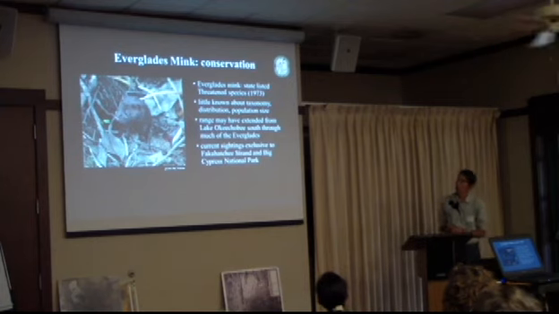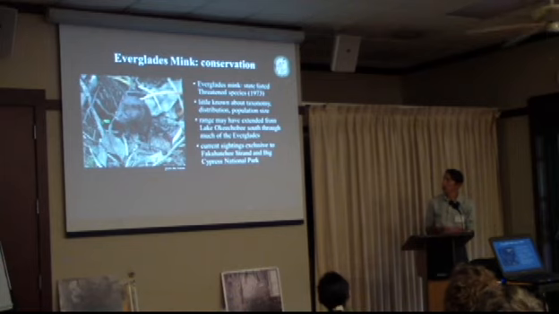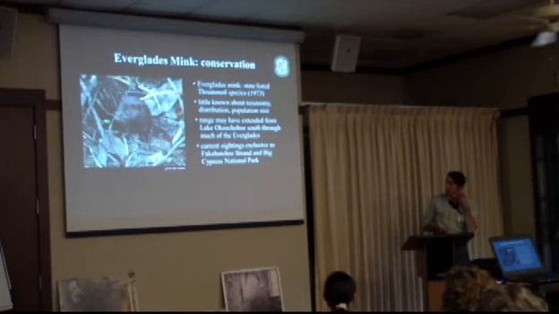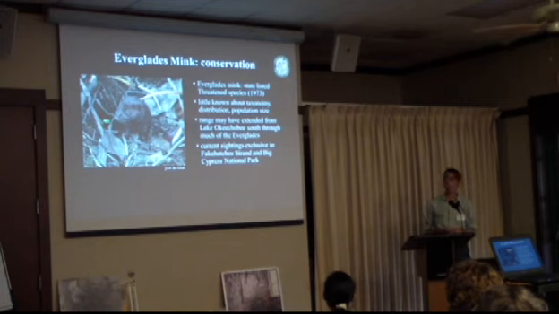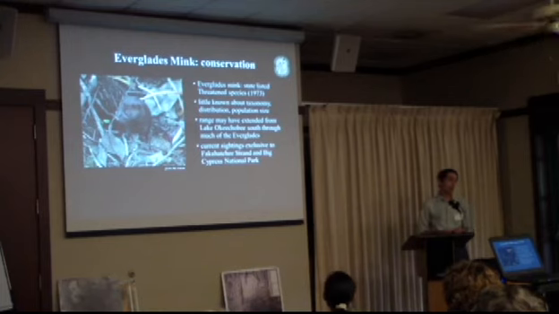So talking about conservation of the Everglades subspecies, it was state listed as threatened in 1973. That's the same designation it currently has. Very little is known about the taxonomy, distribution, and population size of this subspecies. Historically, they think the range may have extended from Lake Okeechobee all the way south through the Everglades. Currently, most of the sightings are exclusive to Fakahatchee Strand Preserve State Park and Big Cypress National Preserve.